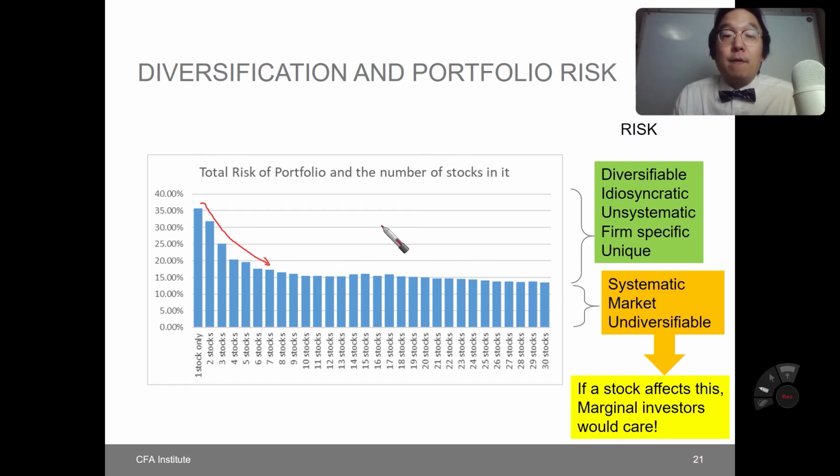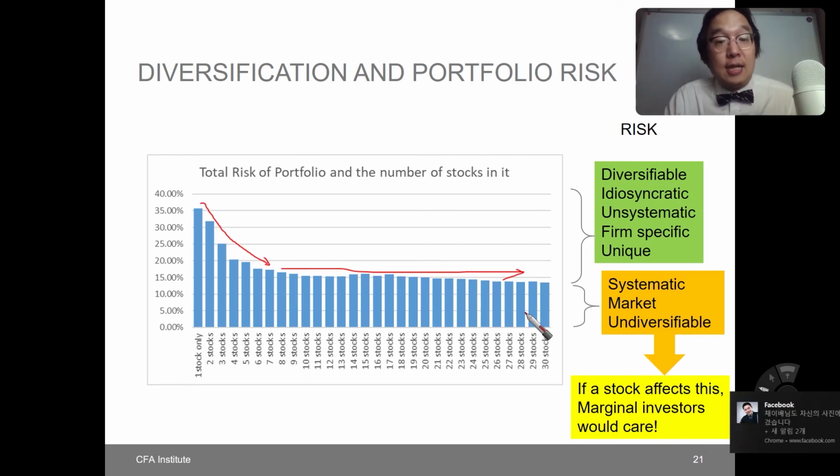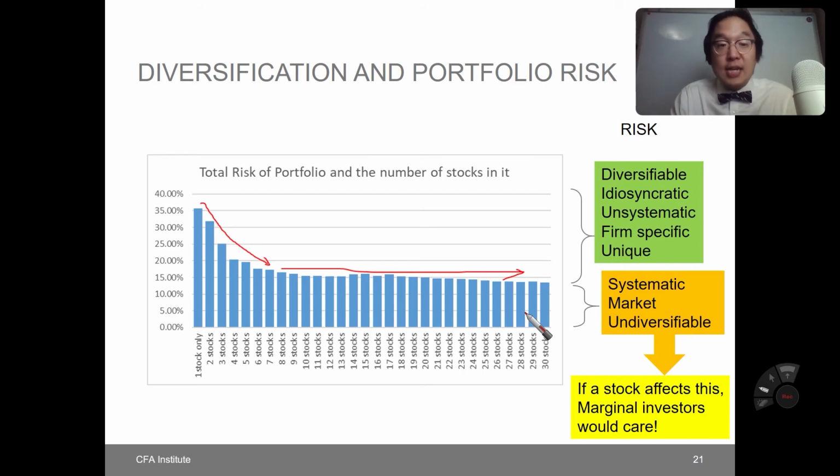First, the total risk goes down. Why? Because of correlation, which is not a perfect correlation. Good news for one stock could be bad news for another stock, so they may cancel each other out to some degree. But the next important thing is that the total risk of this portfolio never goes to zero, and it stays at some level.